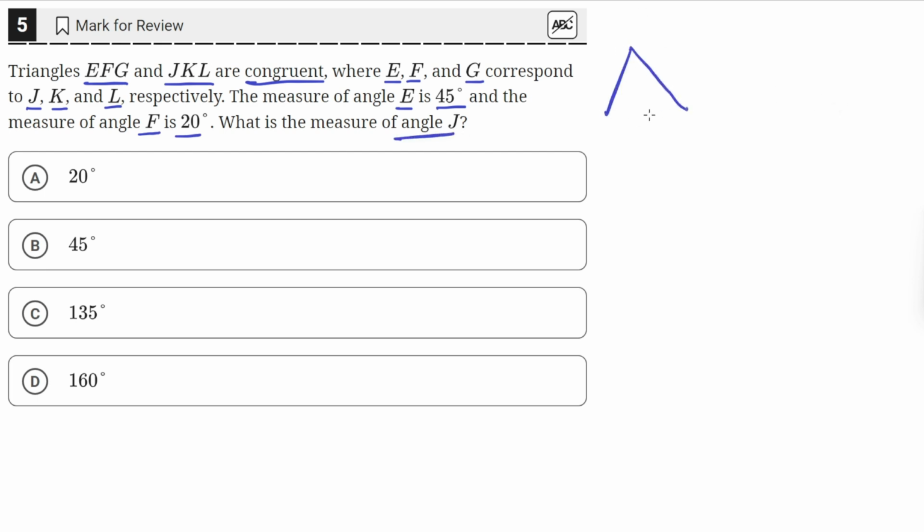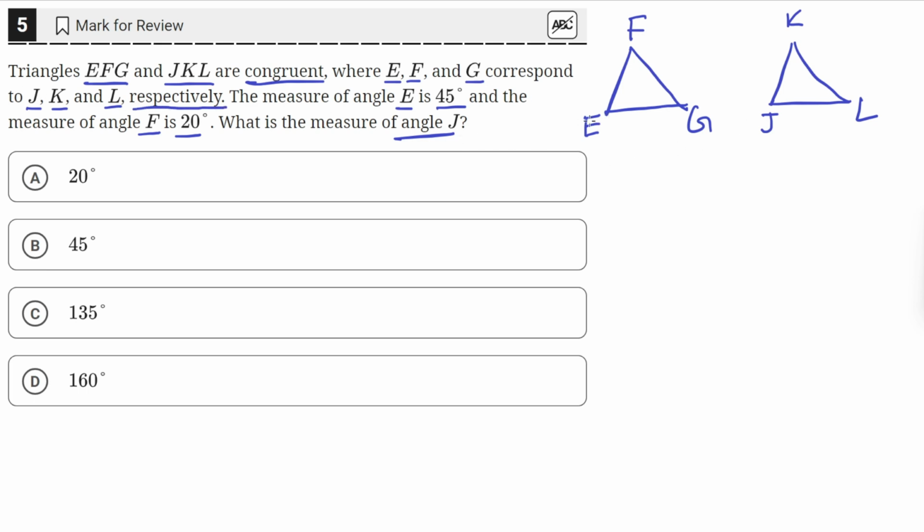So let's draw out these two triangles. We're told that they are congruent, so the first triangle is E, F, G, and the second triangle is J, K, L. So E corresponds to J, F corresponds to K, and G corresponds to L. That's why they said EFG correspond to JKL respectively.